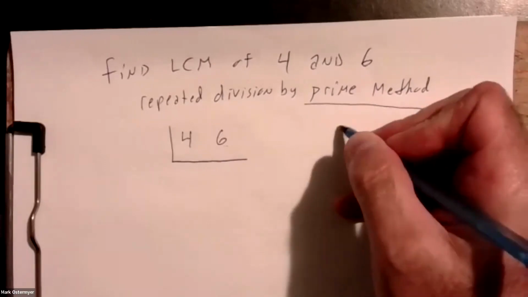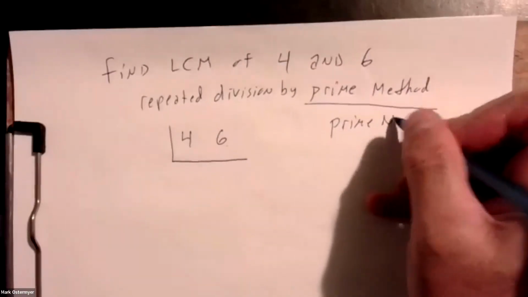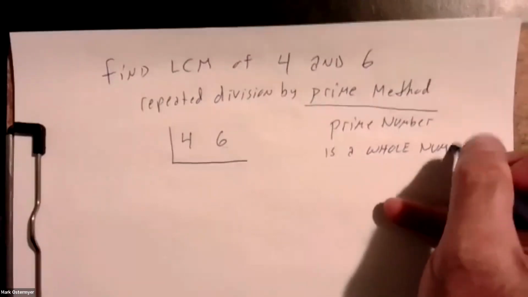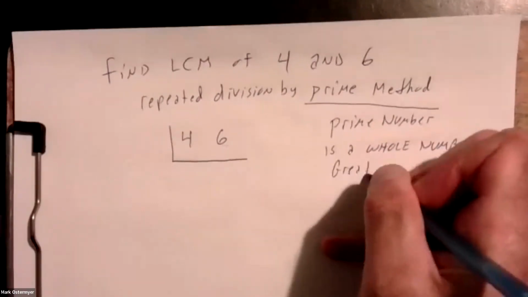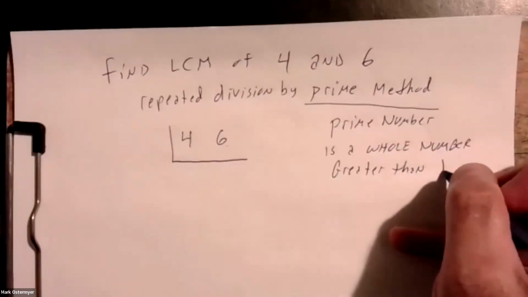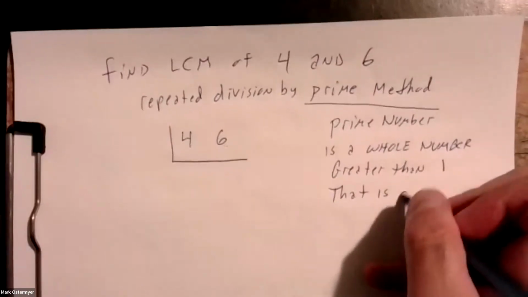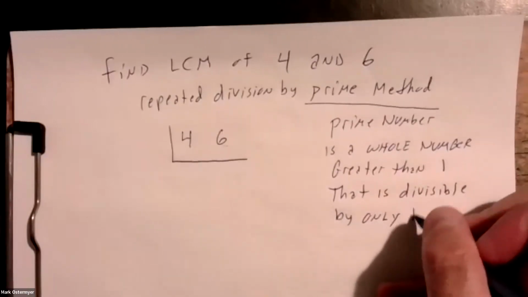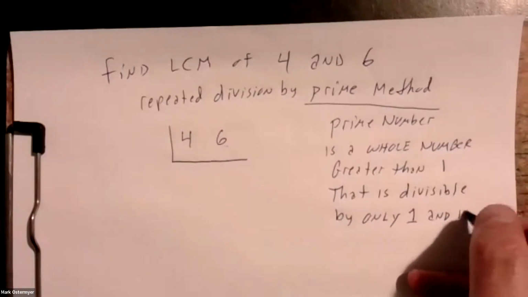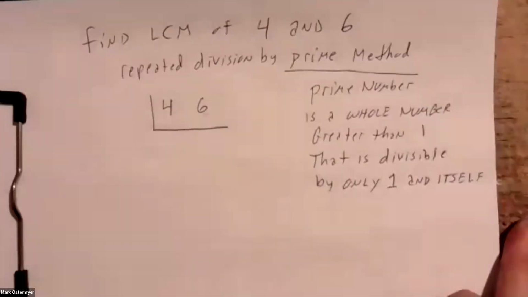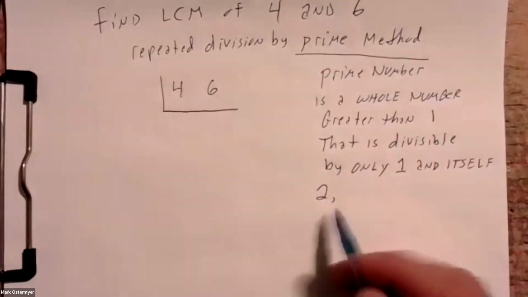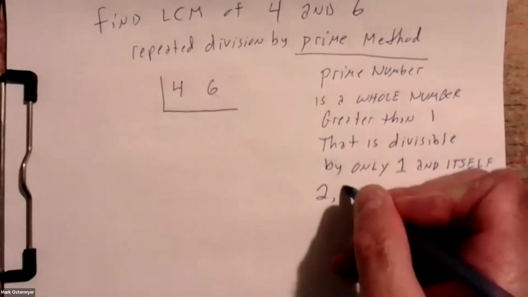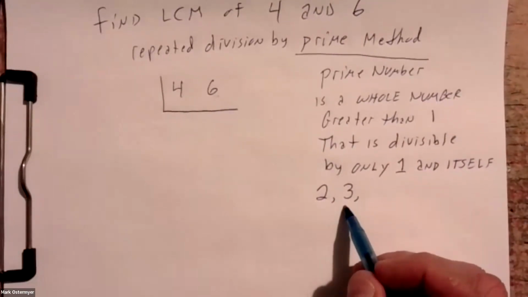Ladies and gentlemen, a prime number. What is a prime number? A prime number is a whole number greater than 1. So 1 is not a prime number. That is divisible by only 1 and itself. I'm going to list the first several prime numbers. 2 is a prime number because the only things that divide into 2 are 1 and 2 itself. 3 is a prime number because the only divisors of 3 are 1 and 3 itself.